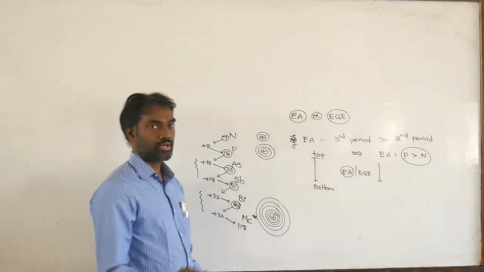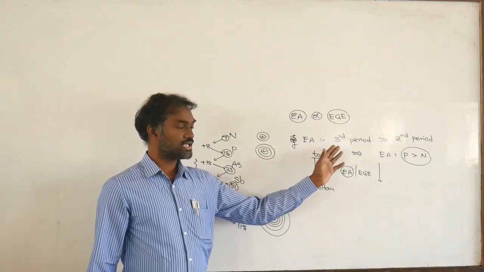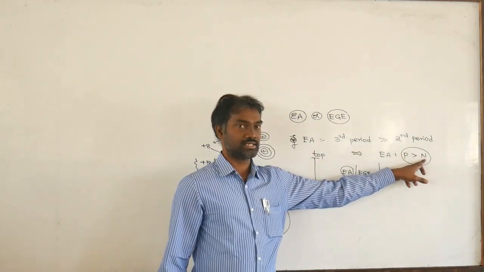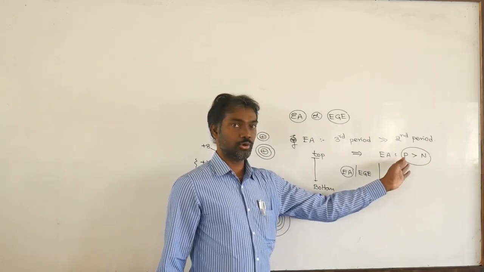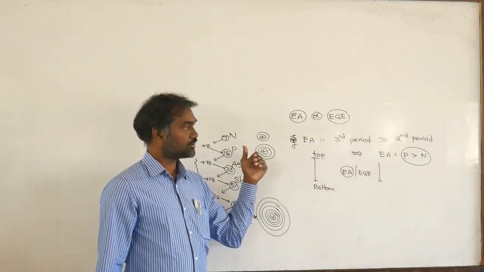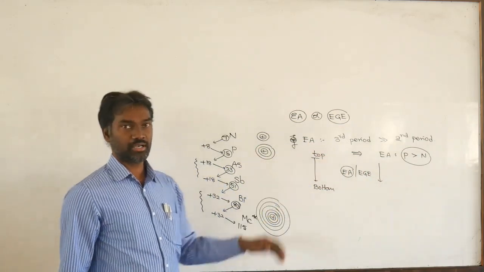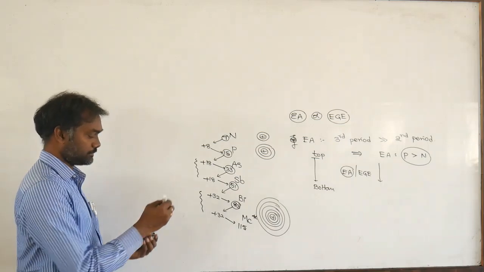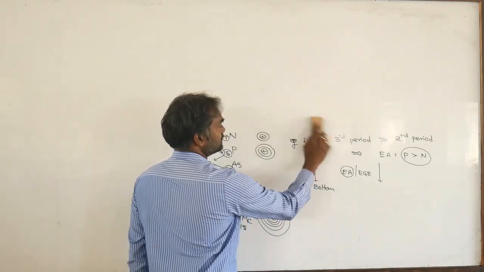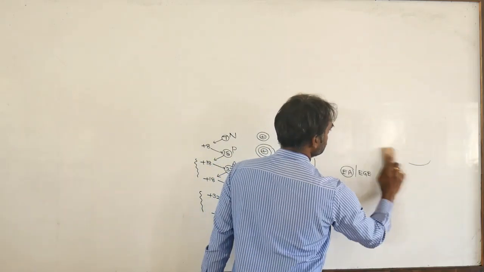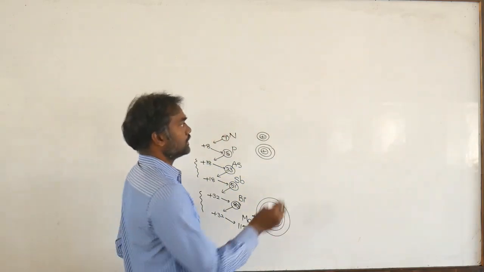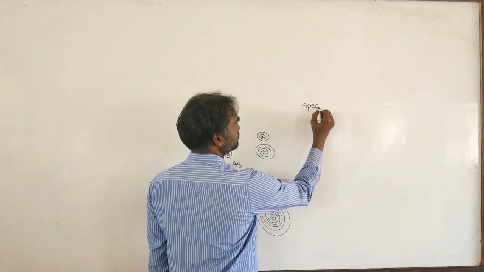Whatever properties we are discussing, it continues in the 16th group also. In 16th, sulfur is greater than oxygen. In 17, chlorine is greater than fluorine. So if you are perfect in one group, automatically the same properties come in every group also. You remember that point. Next, these are general properties. Next, some special properties are there.